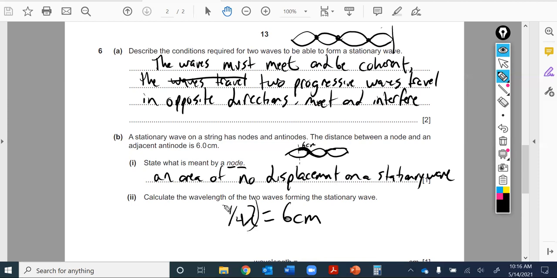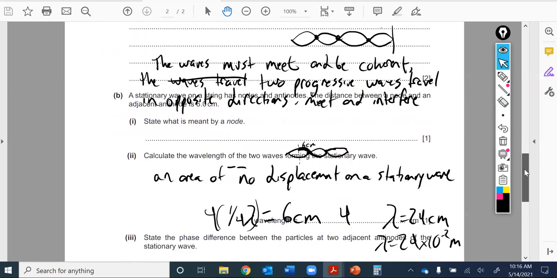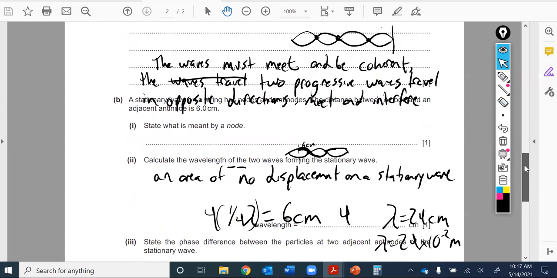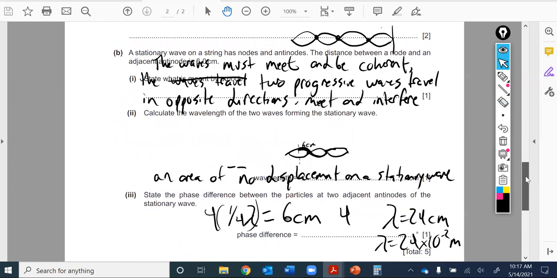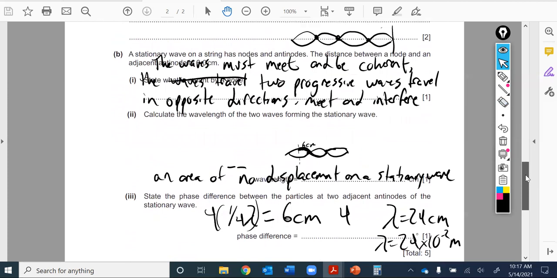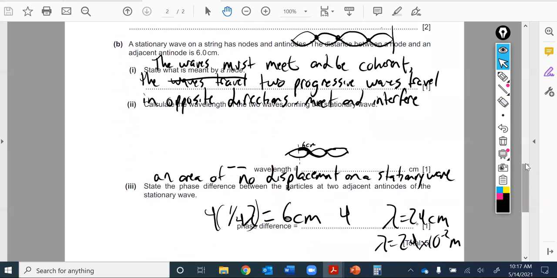If I multiply both sides by 4, I realize the wavelength is 24 centimeters, or 24 by 10 to the negative 2 meters. They want it in centimeters, so you just leave it like that, 24 centimeters. State the phase difference between the particles at 2 adjacent antinodes of the stationary wave.